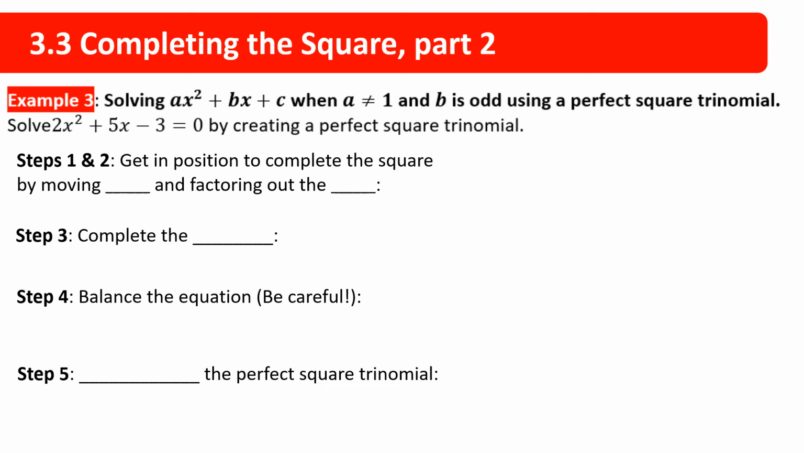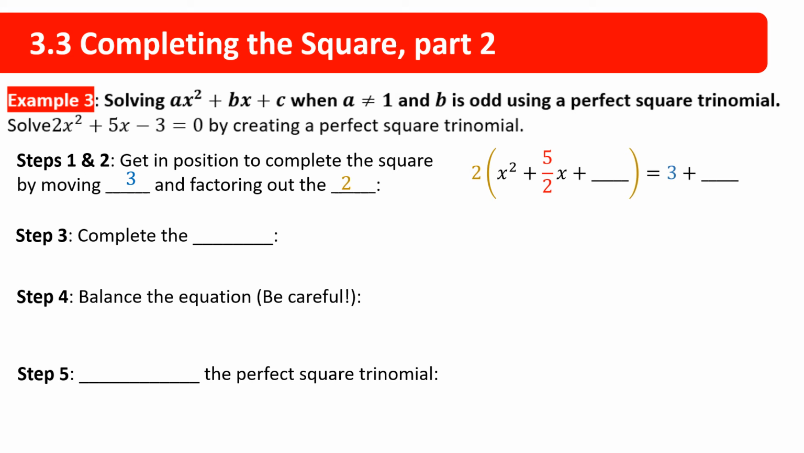In example 3, we want to take 2x squared plus 5x minus 3 and create a perfect square trinomial in order to solve. 3 is not the value of c that we normally would want, so our first step would be to move that to the other side of the equation. Also, in order for us to complete the square, we want to have our leading coefficient be a 1. That's the 1 that should be in front of the x squared, not 2. So we factor out the 2 on the left.